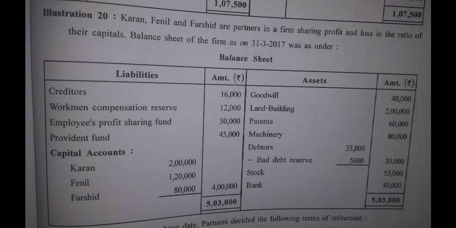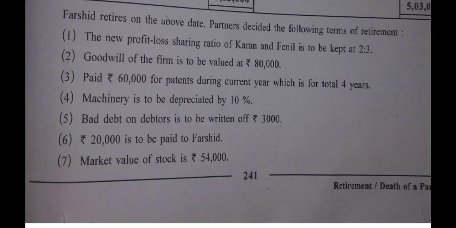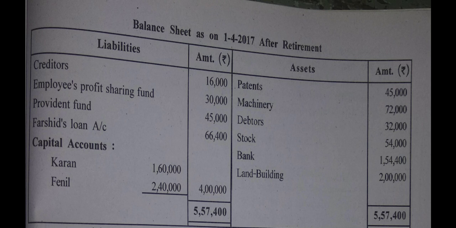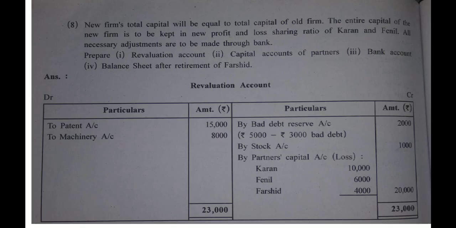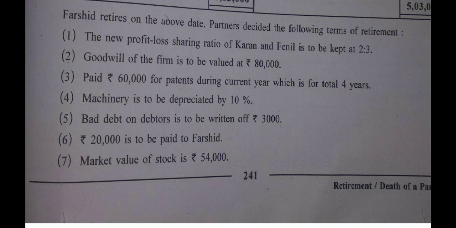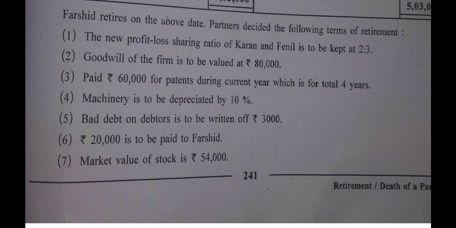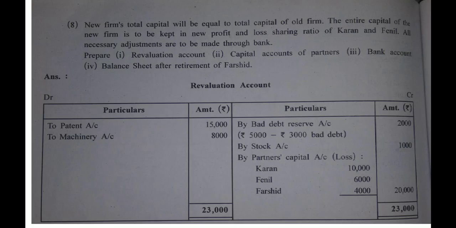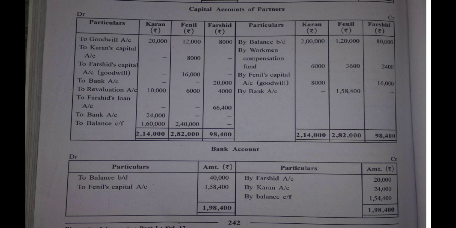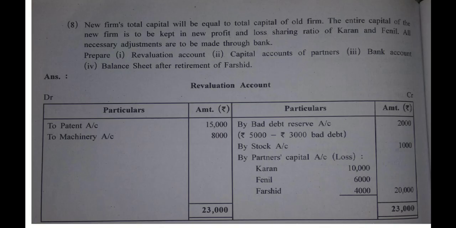Okay, checking on the credit side, creditors. There is no adjustment over this. So you will write it down as it is in the new balance sheet. Let us check. This is also not a new point. Creditors, 16,000 as it is. Then workmen compensation reserve. This is to be distributed among partners in their old ratio. Partners' capital accounts credit side by workmen compensation fund. Okay? Again, not a new thing.